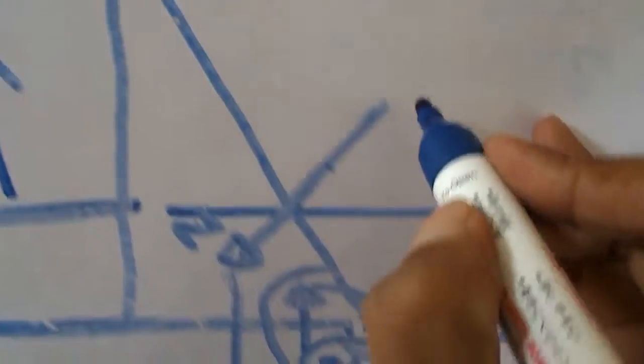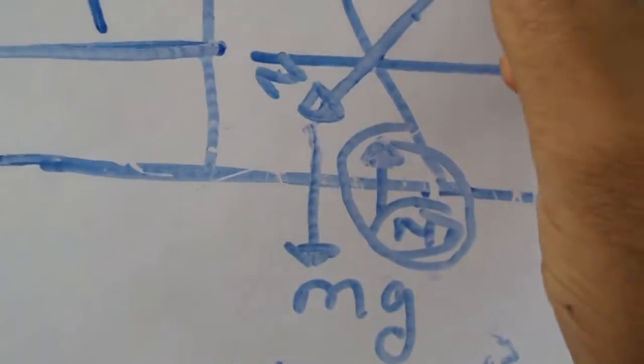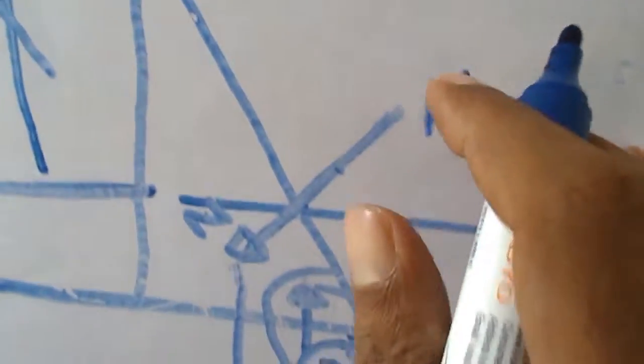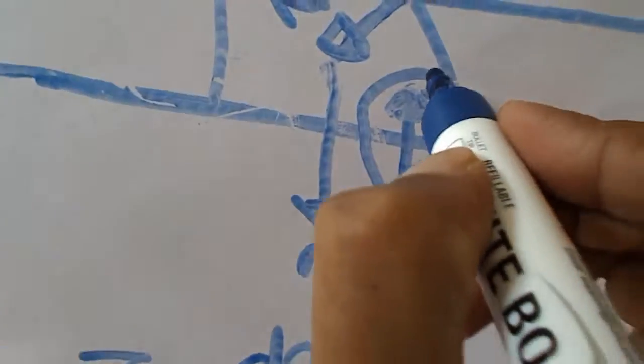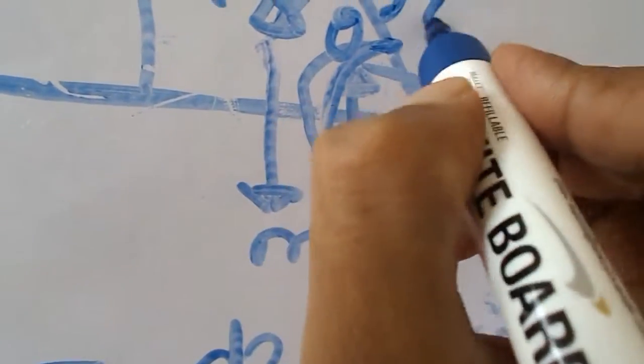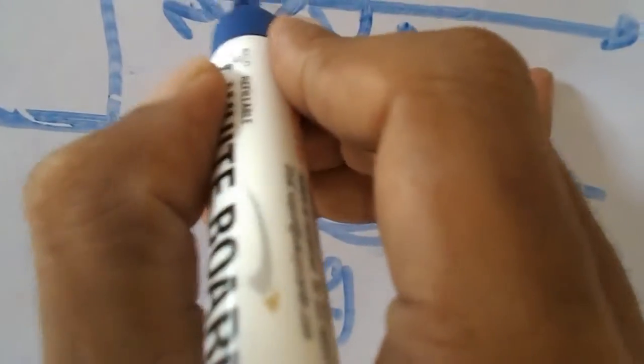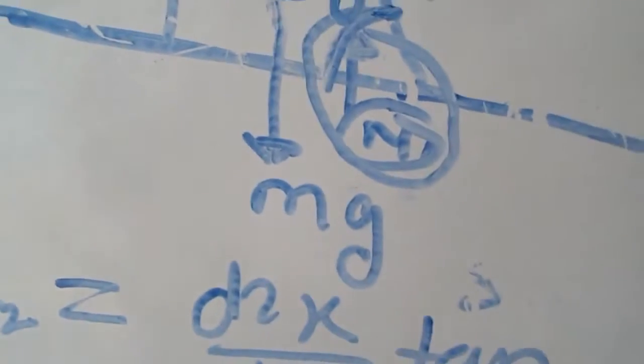So this is the N. Who has applied this? This rod has applied it. So guys, if this angle is theta, this angle will be theta, and this angle will be 90 minus theta. It is very simple to calculate. You can calculate it. I am not going to do it.